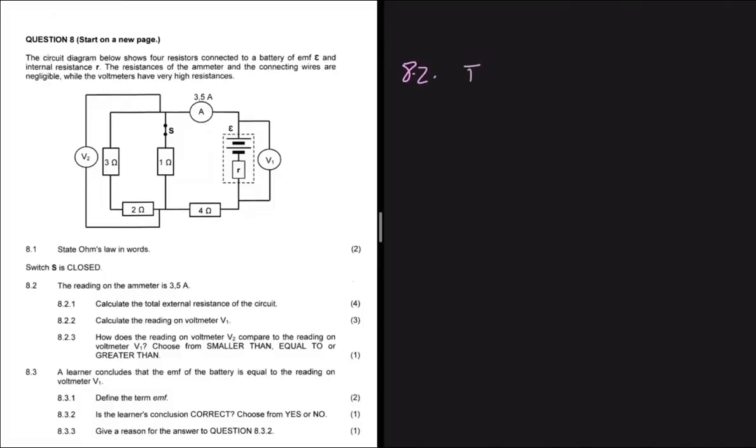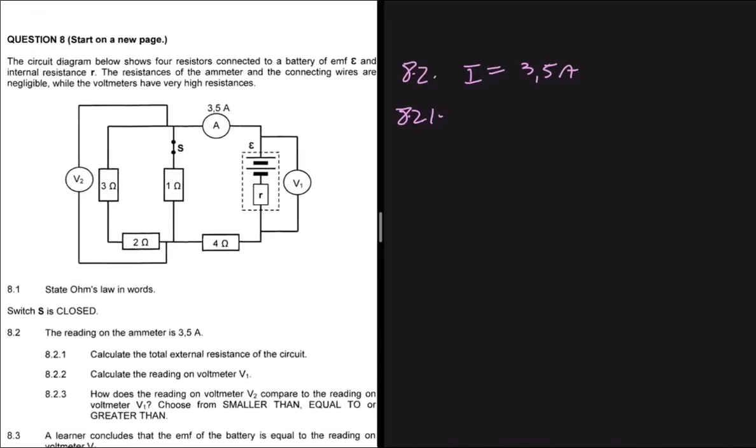8.2, we are told that the reading on the ammeter is 3.5 amps, right? So we have I equal to 3.5 amps. And then 8.2.1 is saying that let's calculate the total external resistance of the circuit, right? So now let's go to our circuit and do some analysis and see what's happening here. If we look at our cell here, you will see that we have the positive terminal here and the negative terminal here. So the current flows from positive to negative, right? It cannot bypass through the battery. It has to take the longer route. So the current is going to flow in this manner, right?